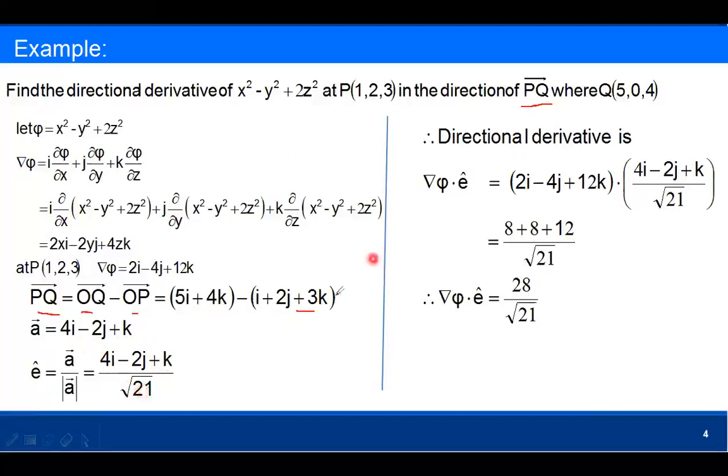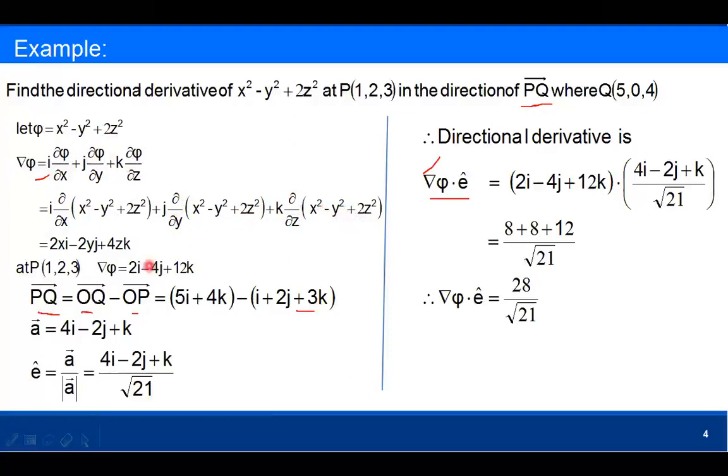So how to calculate this directional derivative del phi dot e cap? Now we calculated e cap, now find del phi. Suppose the given scalar point function, we have to consider some scalar function phi. So phi equals x square minus y square plus 2z square. Del phi equals, this is the formula for del phi, gradient of the given scalar point function. So i dou by dou x of x square minus y square plus 2z square, plus j dou by dou y of x square minus y square plus 2z square, plus k dou by dou z of x square minus y square plus 2z square.